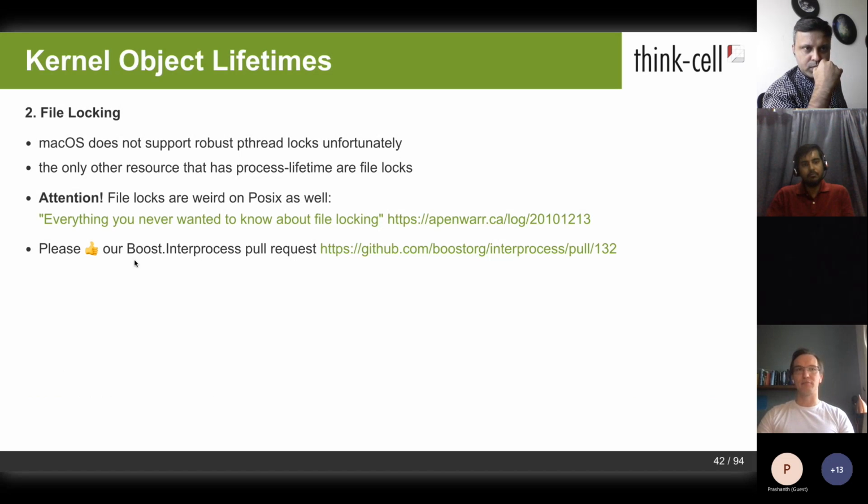There's one other solution. So the only resource that I could find on macOS that has process lifetime are actually file locks. So file locks are cleaned up if your process dies. And file locks on POSIX systems are super weird. There are a lot of things you have to be careful of. And there's also some Boost Interprocess pull request here by us that uses file locks. And what did we do?